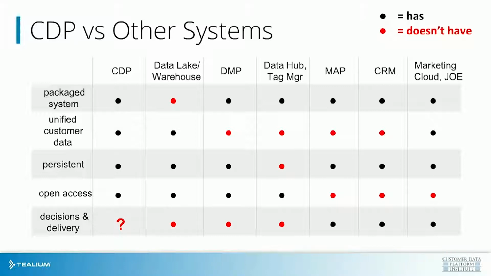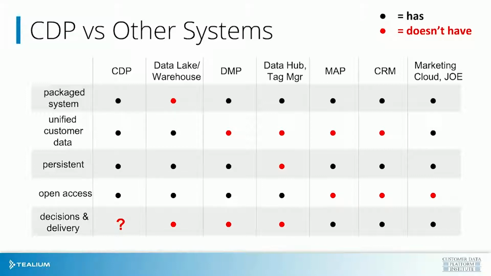Data hubs, tag management, we talked about that a little. They don't store persistent data. They just shuffle the data back and forth between different systems. They may themselves store persistently, but any given system won't necessarily have a complete view. And they also really don't have that identity management built in most cases. That's simply not what you look to a data hub to do.